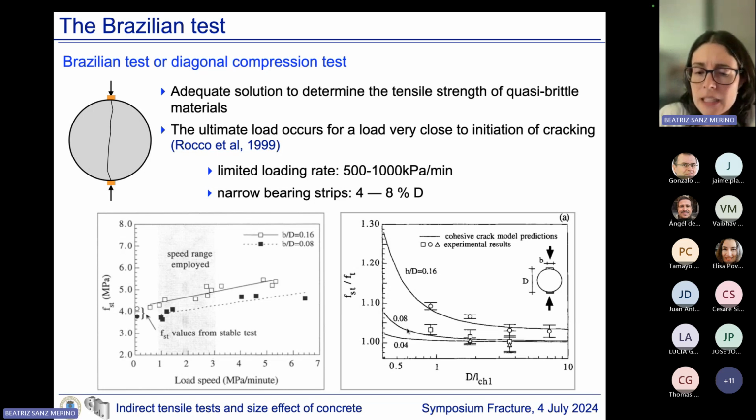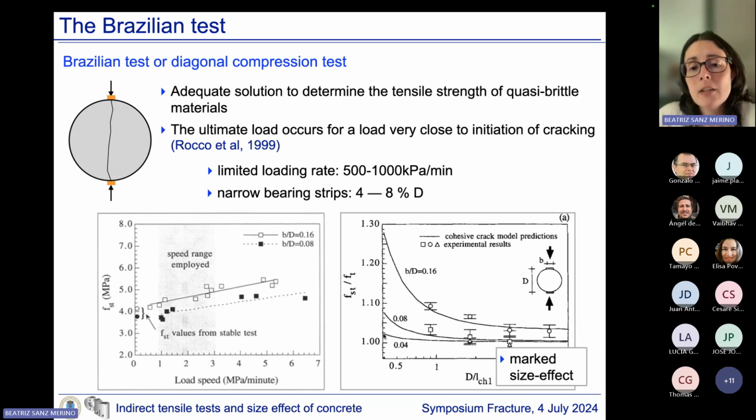We can observe as well that there is a marked size effect if we look at the curves. The difference between the tensile strength from the splitting test and the true tensile strength increases as the ratio D/L1 decreases, which I will define later and was already defined by Professor Planas. When this ratio decreases, the difference of the tensile strength increases. It implies shorter specimens or less fragile.